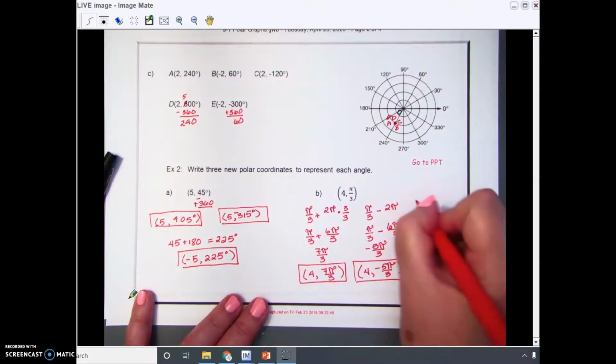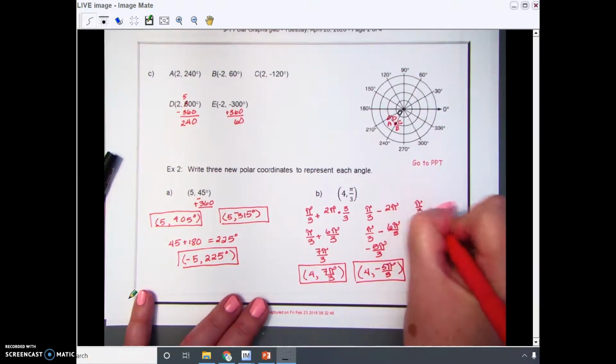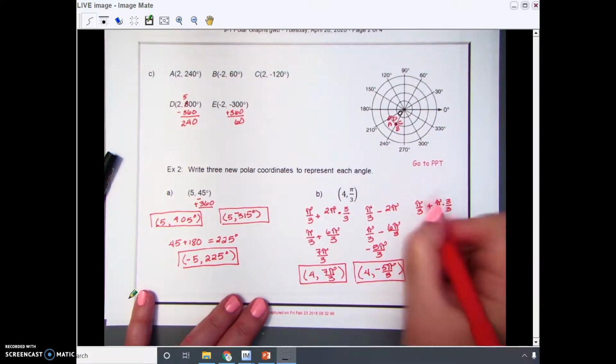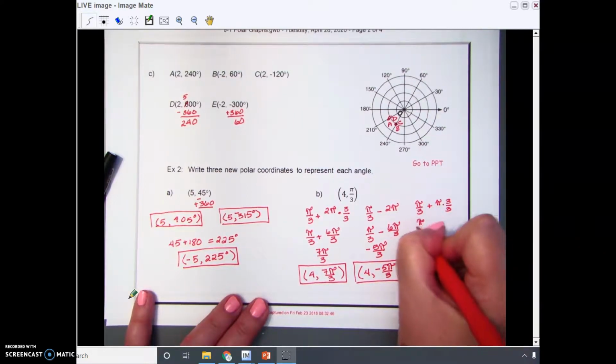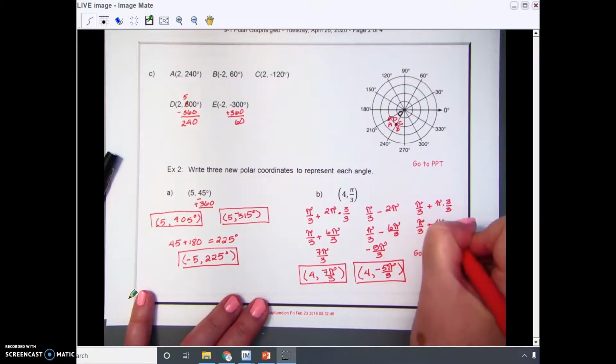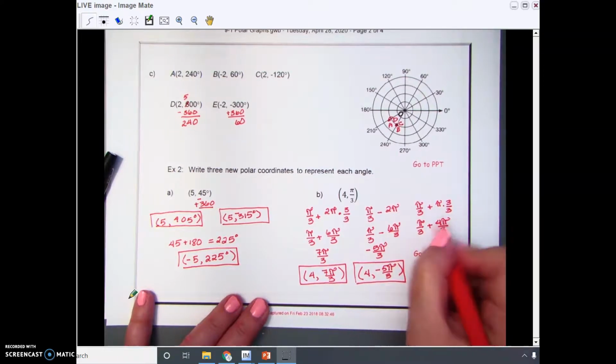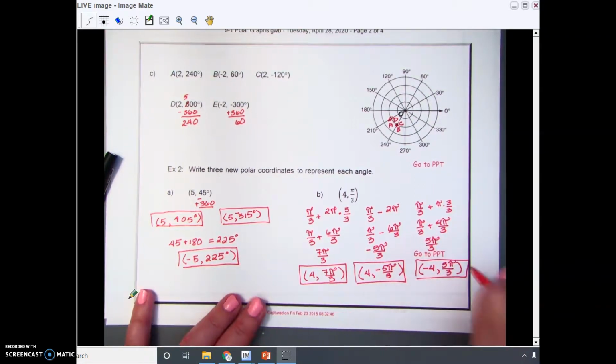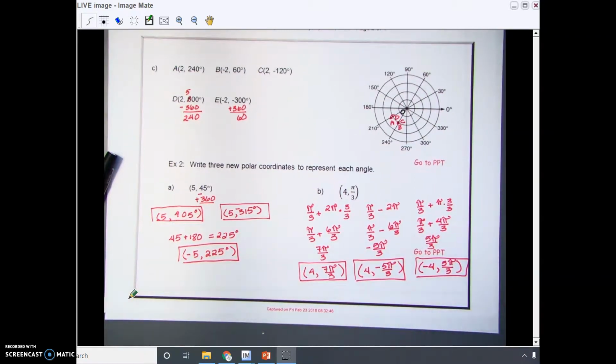And then another thing we could do is take pi over 3 and just add pi. So if I multiply that by 3 over 3, that's going to give me pi over 3 plus 3 pi over 3, which gives me 4 pi over 3. Okay, and then I would go in the reverse direction. So instead of forward, I would go backwards 4 and then around 4 pi over 3.